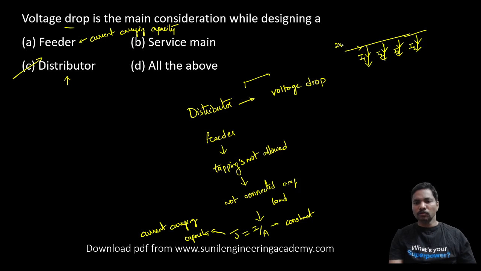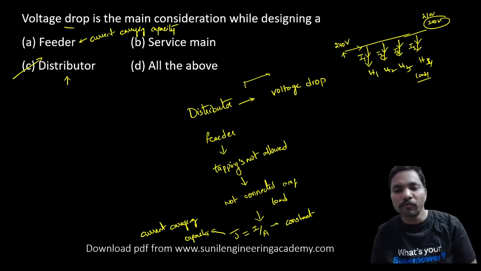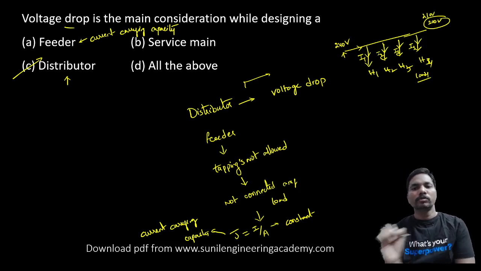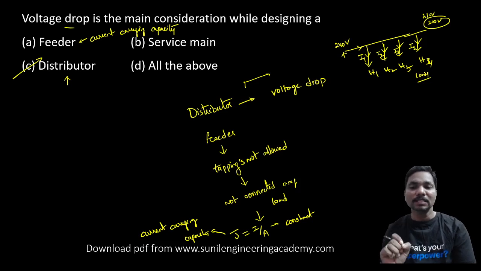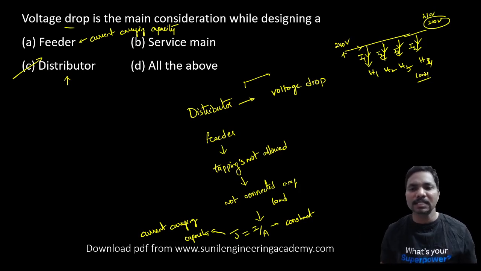If you send 240 volts at the starting, then at the end of the street, the house which is available at the end may be getting 210 volts, 200 volts, like that, if there are more houses. These houses, we can say, are loads. So they must give at least more than 220 volts, then only all the loads are working fine. So based upon how much voltage is dropping to the end, they design the distributor.